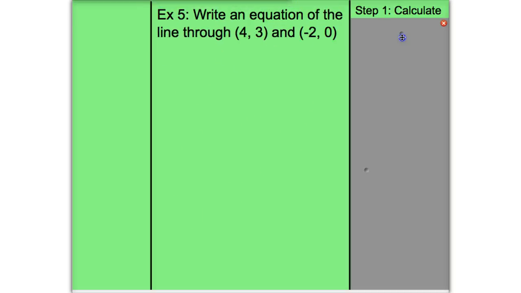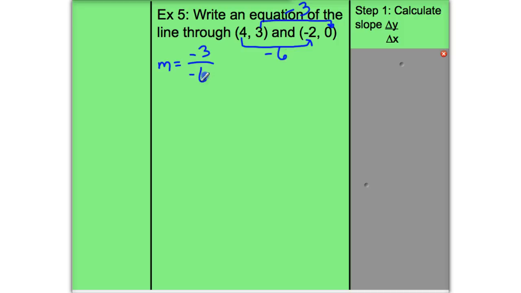This time, again, given 2 points, we're going to calculate that slope, change in y. What did I do to my 3 to make it a 0? I subtracted 3, so the numerator of my slope is -3. Change in x. What did I do from my 4 to make it a -2? I subtracted 6, so the denominator of my slope is -6. I'm going to simplify my slope. The negatives cancel each other out, and 3 and 6 are both divisible by 3. So dividing them each by 3, I get a slope of 1/2.